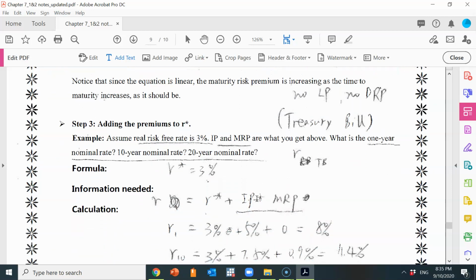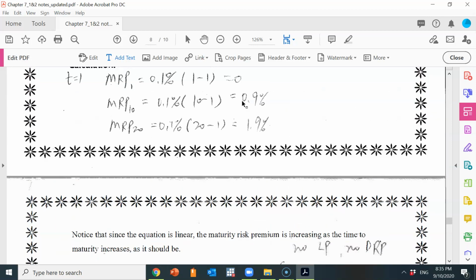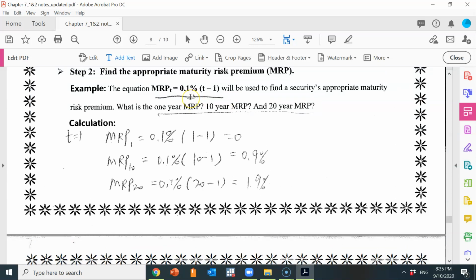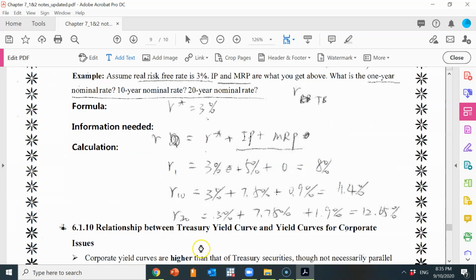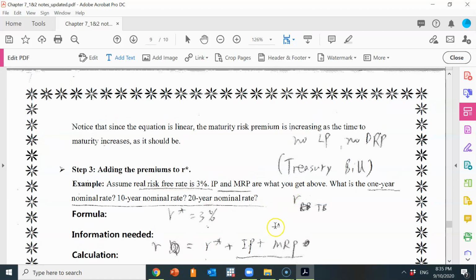Notice that since the equation is linear, the maturity risk premium increases as the time to maturity increases, as it should. So this equation given by the example follows our general pattern of MRP: when T is higher, MRP should be higher. The longer the term is, the more maturity risk the bond has. So interest rate will increase as MRP increases as well.